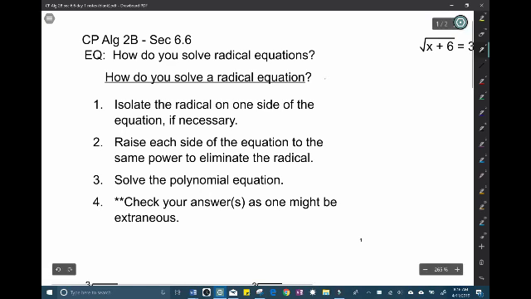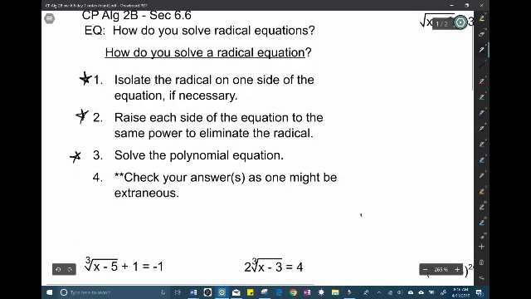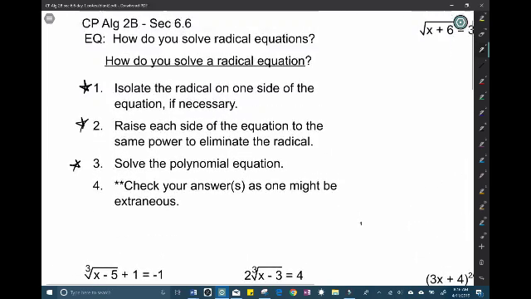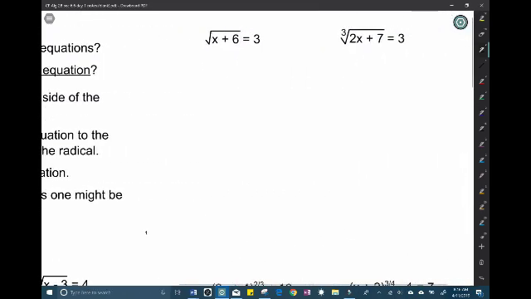A few key things. First step, always isolate the radical to one side of the equation if you need to. Then you're going to raise it to the identical power in order to cancel out the power. Then you're going to solve the polynomial equation. And the last check is to look for extraneous solutions, or solutions that will actually not work. So let's look at examples and go through a lot of these types of problems.